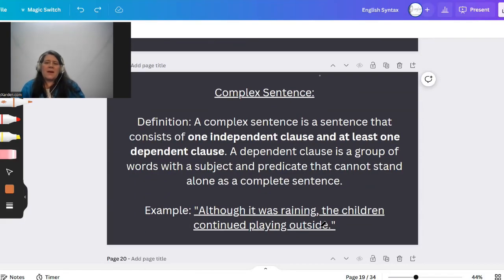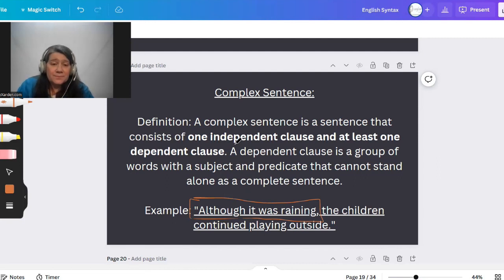Okay, let's talk about complex sentences. Complex sentences have at least one independent clause and at least one dependent clause. A dependent clause is a group of words with a subject and a predicate, but it can't be its own sentence. For example, here is a dependent clause. We have, although it was raining.